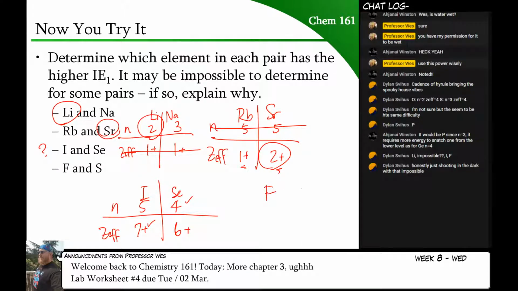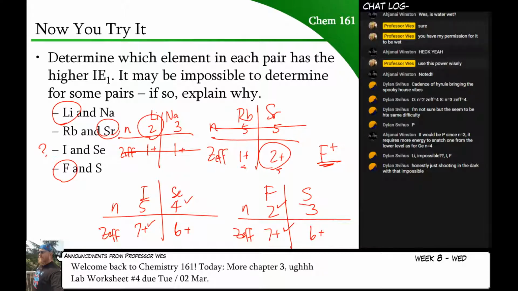For fluorine and sulfur, we can look at their n, and we can look at their Z effective, and in both of these instances, fluorine is the winner. Fluorine is smaller, and it has a higher Z effective. Fluorine is one of the most difficult atoms to ionize. And that makes sense, because if I was to remove an electron from fluorine, I would get this, right? You don't really see that. You don't see F+, you see F-.